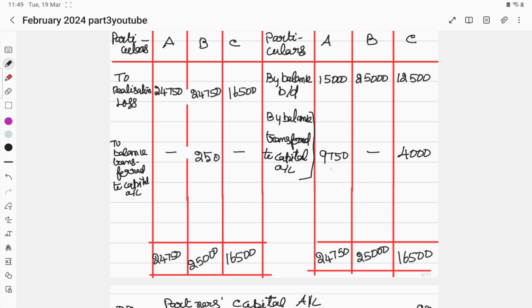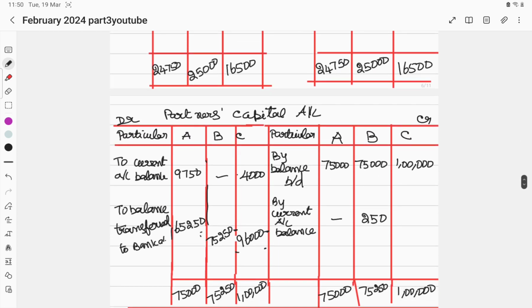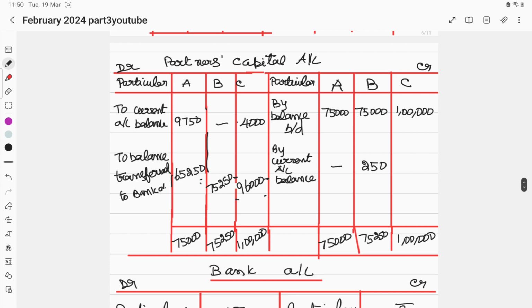A has 9,750 and C 4,000 transferred to the debit side of the partners' capital account. Like that, B's current account of 250 is transferred to the credit side of the partners' capital account. So here we have to open the partners' capital account. Partners' capital: A 75,000, B 75,000, C 1 lakh is given. As per the current account balances, they are transferred to the respective partners' capital accounts.